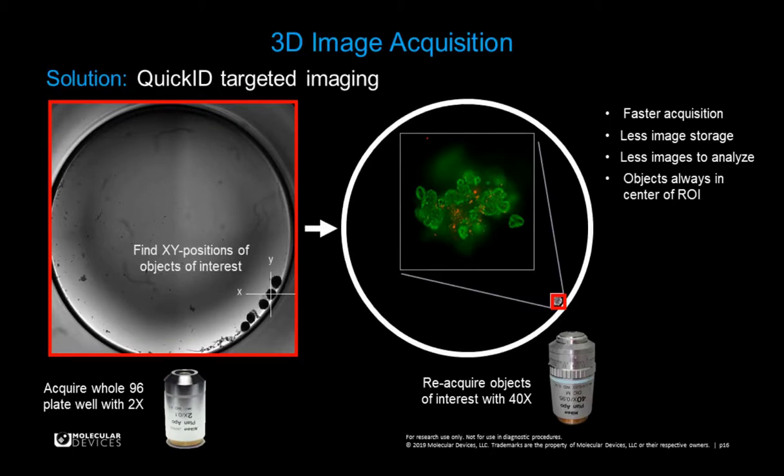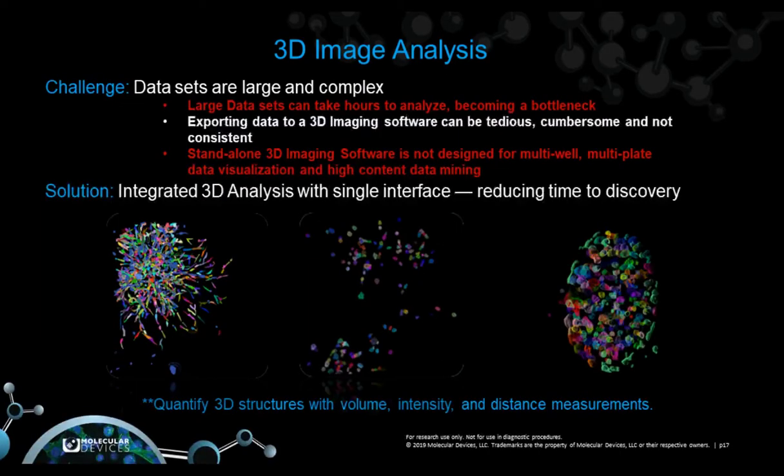Our solution is to do a quick ID targeted imaging. The system will automatically find XY positions of objects of interest with a low magnification, automatically switch to a high magnification, such as 40x in this case, and go to those points of interest, and the objects are always in the center of the region of interest. This allows for faster acquisition, less image storage, and less images to analyze.